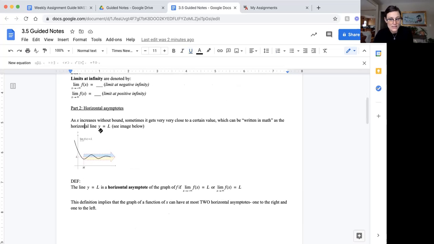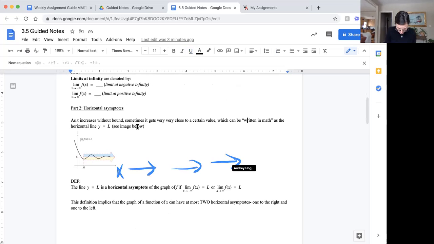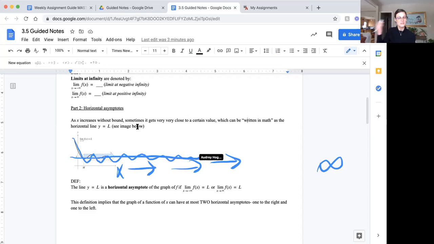So as x increases without bounds, so as the x-axis approaches infinity, sometimes it gets very close to a certain value. And we can write that in math as the horizontal line y equals L. So we can see in this image as our x-axis is approaching infinity, x is going on and on and on, and infinity is somewhere way out there. Our function is approaching this horizontal line y equals L, right? So it starts here and then it's getting closer and closer. And it's assumed that as it goes to infinity, it approaches that line.